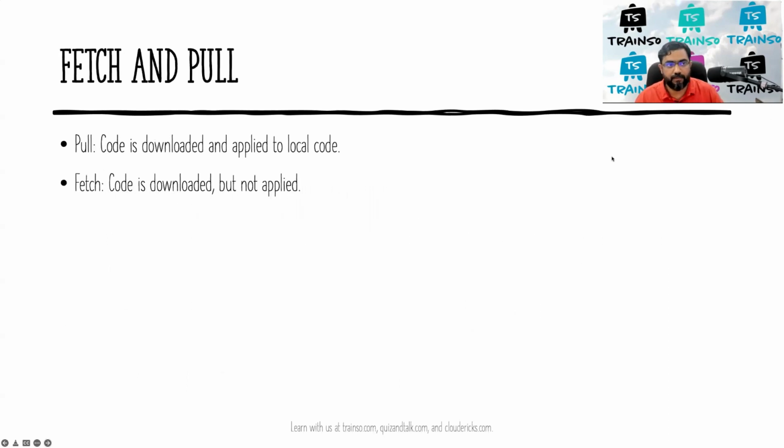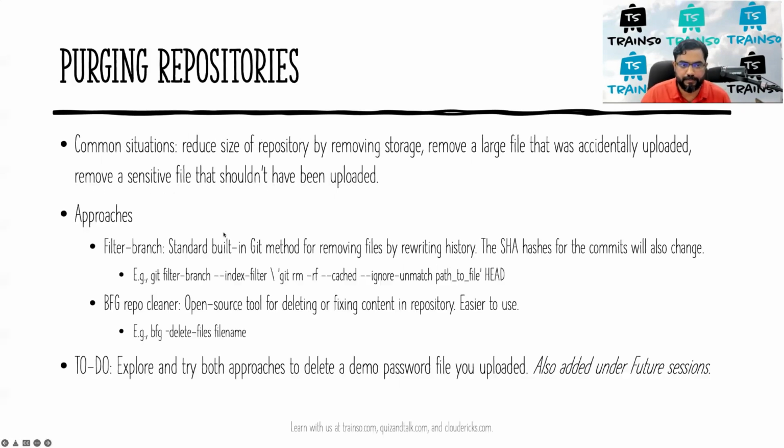And then we will also discuss in future sessions the difference between fetch and pull. In summary, with pull, code is downloaded and applied to the local code. With fetch, code is downloaded but not yet applied. Purging repositories: common situations are to reduce the size of the repository by removing storage, removing a large file that was accidentally uploaded, or removing a sensitive file that shouldn't have been uploaded. So there are a few approaches we can discuss and then find out which is better.